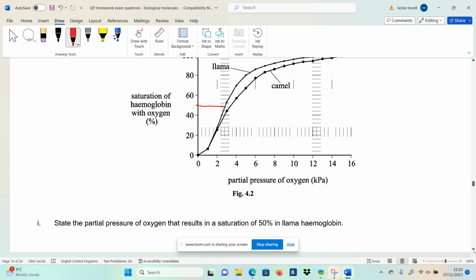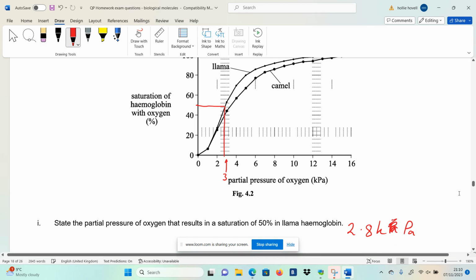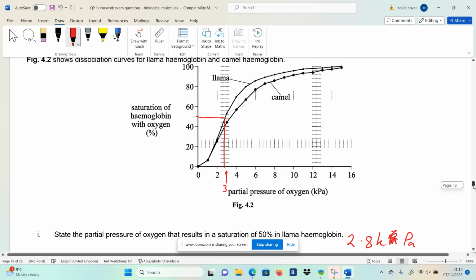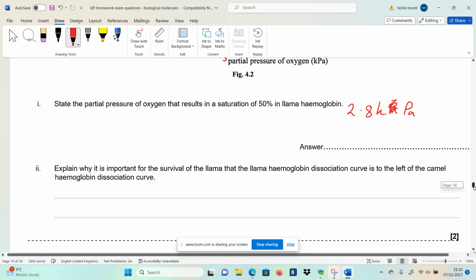So we meet the llama line, which is that one. Then you follow it straight down. Use a ruler, please, if you're in an exam. So halfway between there would have been 3, and we're just before there, so something along the lines of 2.8 kilopascals. Okay, so really all you're doing, oops, that's PA, all you're doing is just reading off the graph there. Even though we didn't know about how to read those graphs, we can work it out.